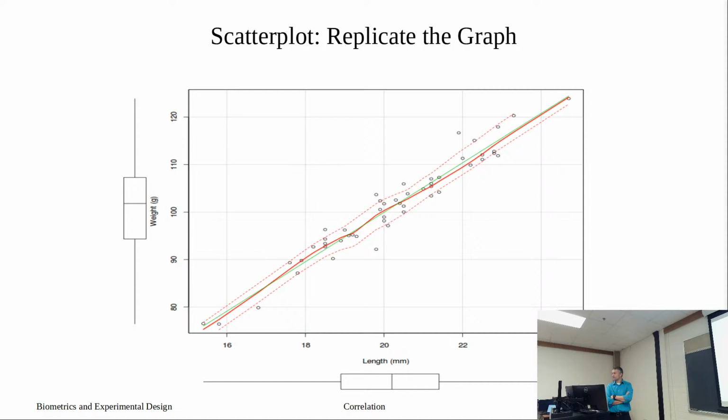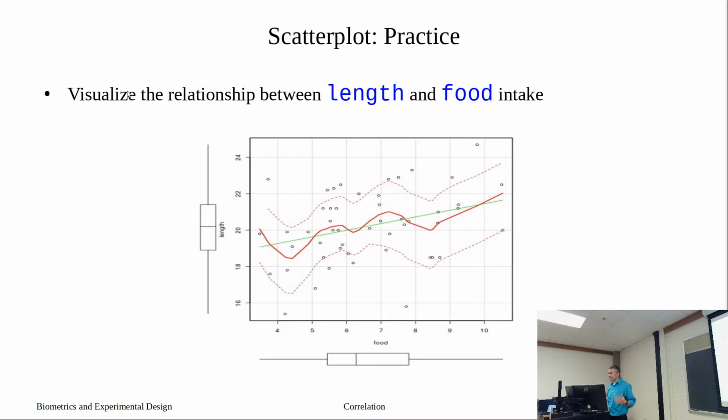But we would use the scatterplot to assess whether or not our relationship is linear. And we will use that. All right, any questions? This is the length and food, again, default. I think it looks a whole lot better than the blue. And I'll look up how to go about doing that.